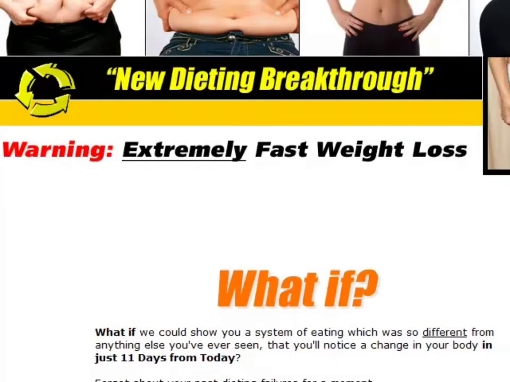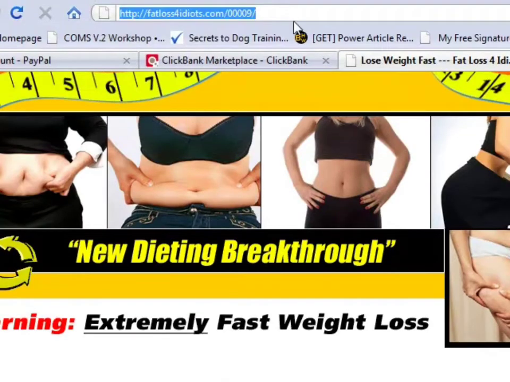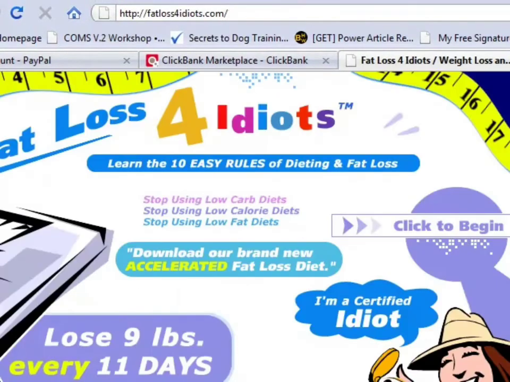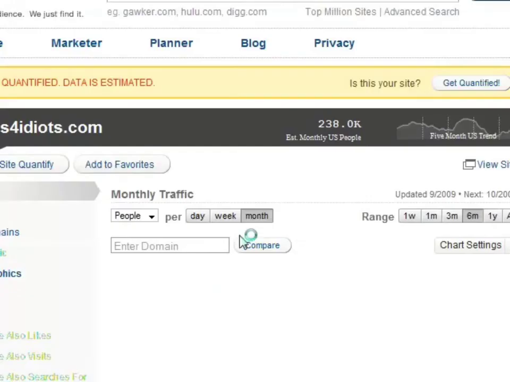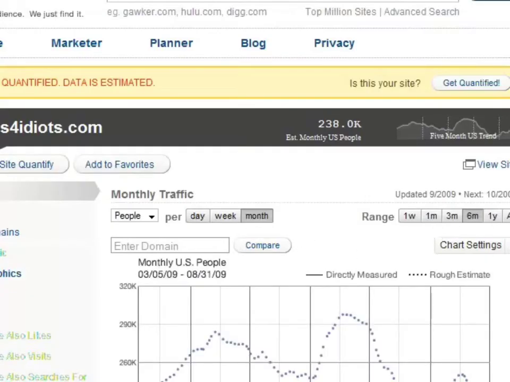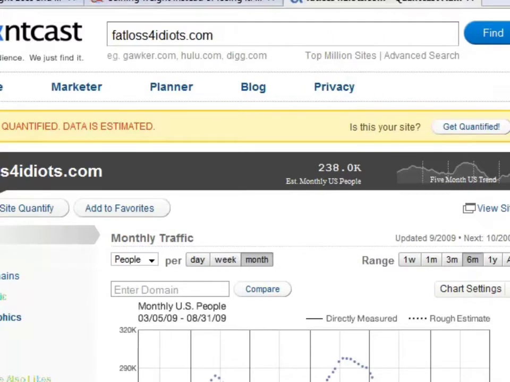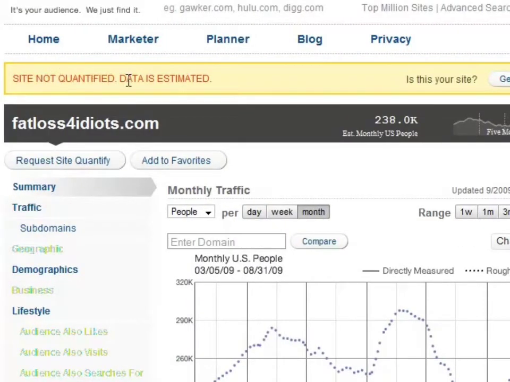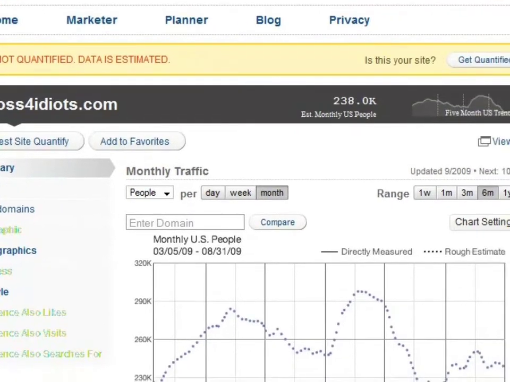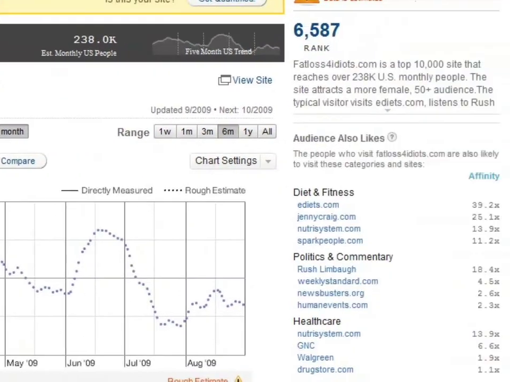And then the next thing that I would do, just to double check my findings, is I would go all the way back to Fat Loss for Idiots, and then I would go to Quantcast. So let me do this here. Okay, so I've gotten to Quantcast. I typed in fatlossforidiots.com, and it says site is not quantified, so data is estimated. So we just need to make sure that we take this into consideration. Not take it as fact, but good guesstimates. Okay.